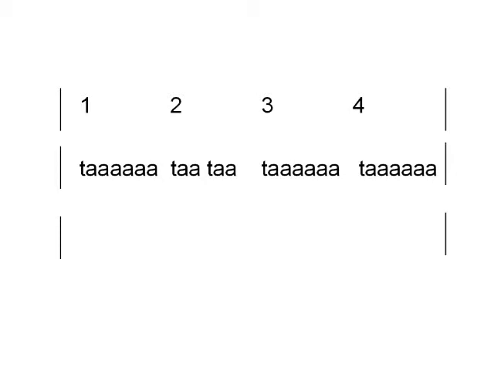Ta ta ta ta ta. I think it is very clear. On the second beat, I have 2 different sounds, and each of these sounds lasts half a beat. So now I have to introduce a symbol which represents this kind of sound lasting only half a beat.